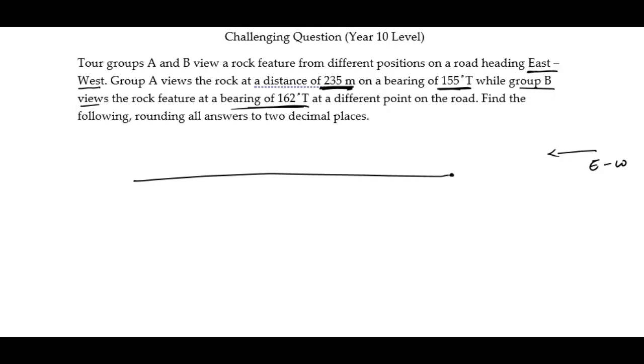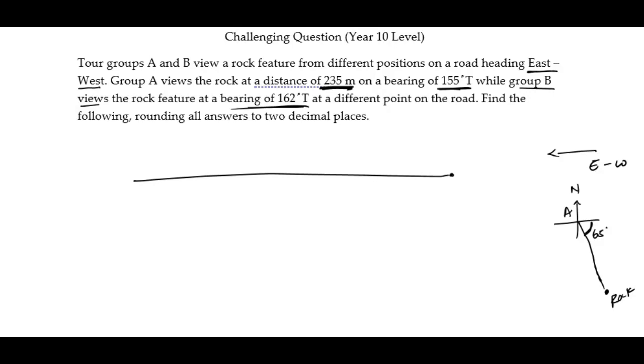And there is a rock feature. Group A views the rock at a distance of 235 meters on a bearing of 155 degrees T. So let's draw a rough diagram of what that's going to look like. With true bearings, we measure from the north. So 0, 90, 90 plus 65 degrees, somewhere in that vicinity. That's where the rock is. So I'm going to mark 65 degrees. 90 plus 65 gives me 155 degrees T, and that's where the rock is for Group A.